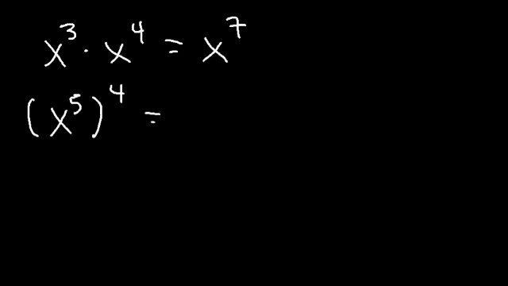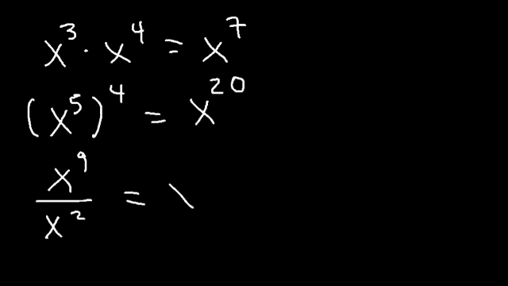When you multiply common bases, you are allowed to add the exponents. So x cubed times x to the 4th power is x to the 7th power. 3 plus 4 is 7. Whenever you raise one exponent to another exponent, you can multiply it. So 5 times 4 is 20. And whenever you divide one base by another common base, you can subtract the exponent. So 9 minus 2 is 7.